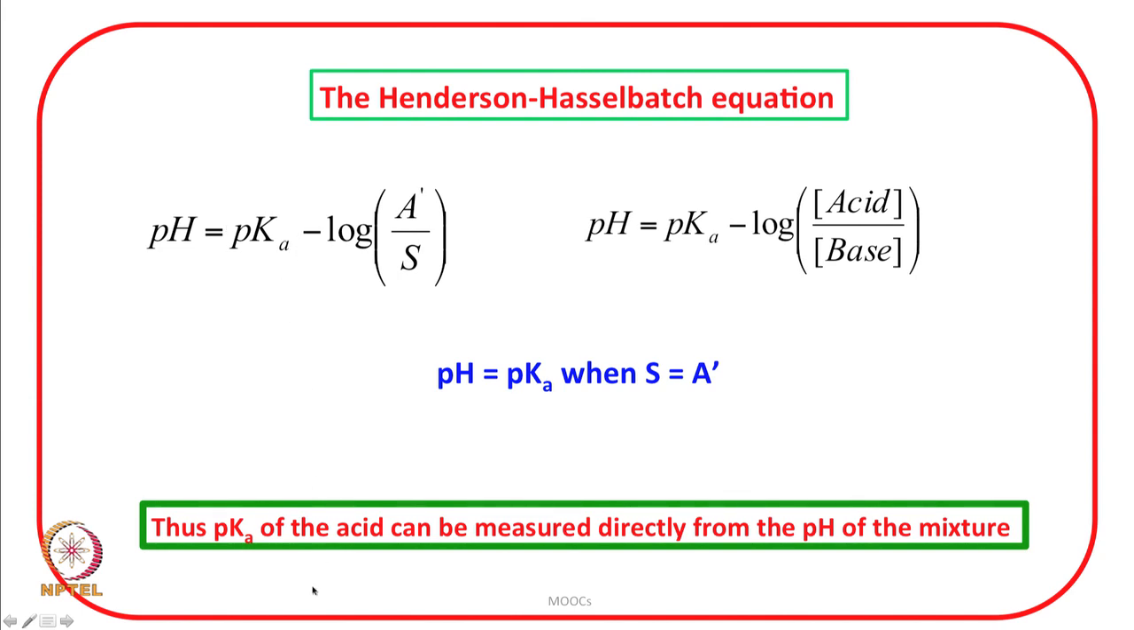So, the discussion in this lecture has led to the generation of the complete pH curve and the derivation of a very important equation, the Henderson-Hasselbalch equation. We will discuss more about the Henderson-Hasselbalch equation in the next lecture. Thank you very much.